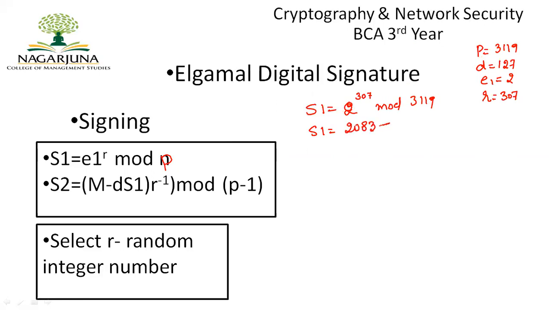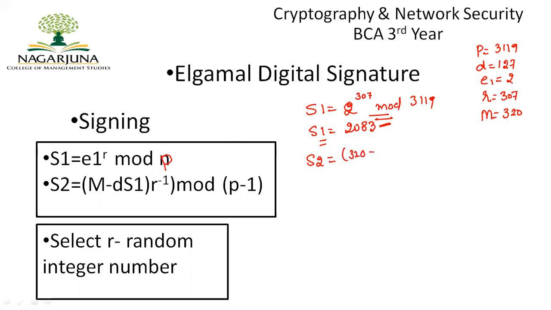So this is what you get when you perform the operation. So now we have obtained our S1. Once you have obtained S1, using S1 I'll be able to calculate S2. Let me assume that the message which has to be sent from Alice to Bob is 320. So we have M here, which is 320.